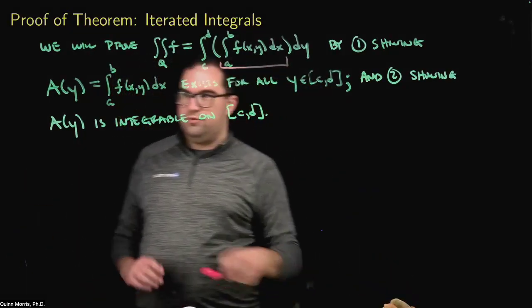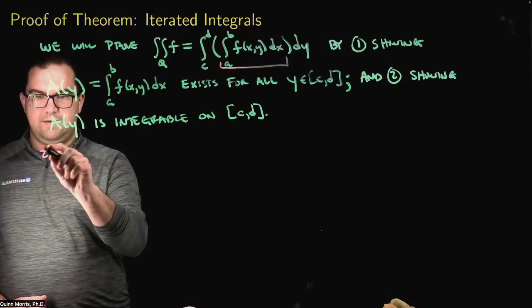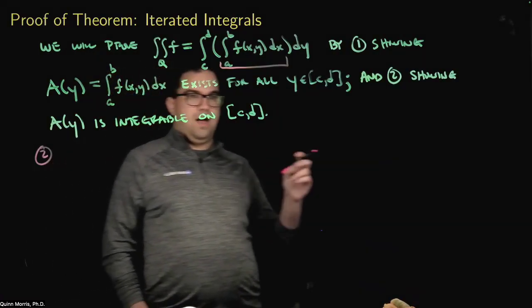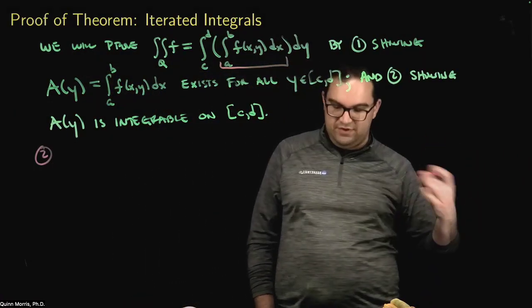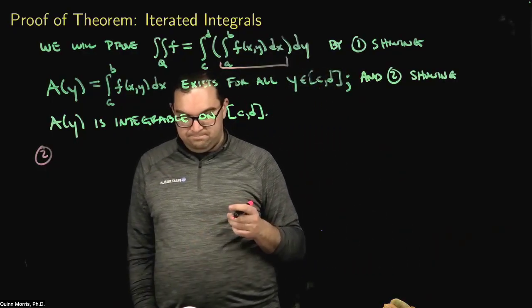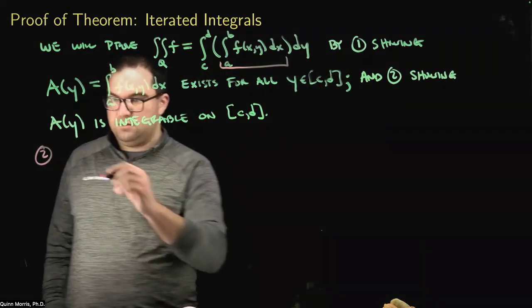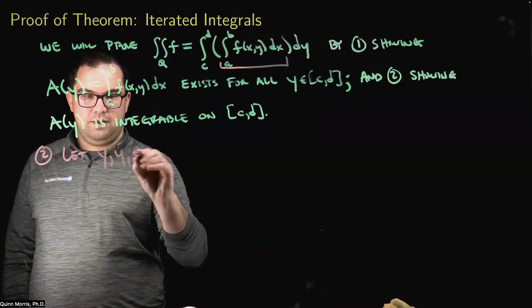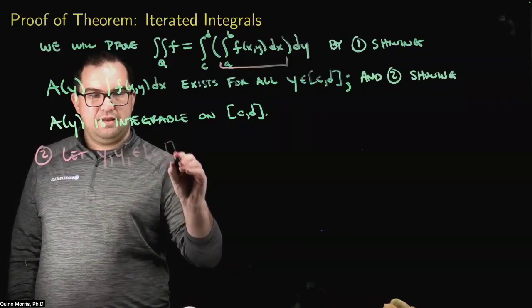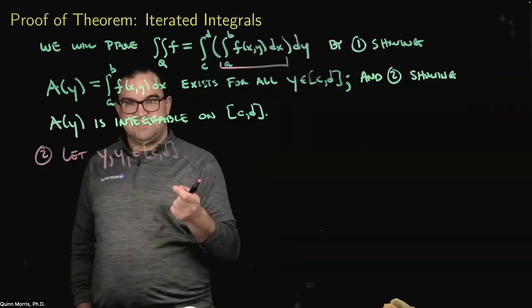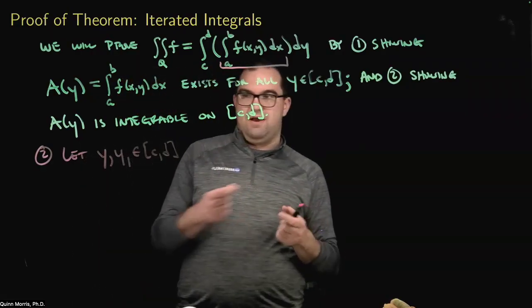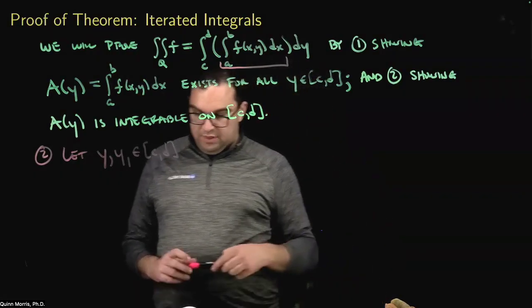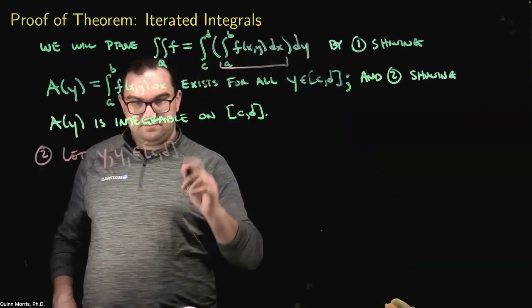So in order to do this, for the second part, we're actually going to look at a of y minus a of y1 for some fixed point y1. So for this part, let y and y1 be in CD. To help you out, I'm thinking of y1 as being some fixed point. Y at some point I'm going to let vary, but they're always going to be in the interval CD. Okay, so let y and y1 be in CD.